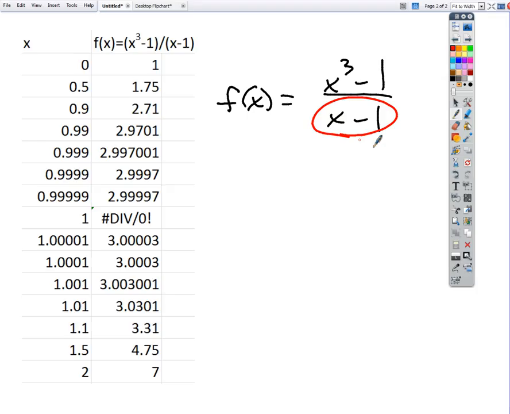Just keep choosing values that are arbitrarily close to 1, or whatever the number is, 1 in this case, and see what the trend is. What are the y values approaching? What's the behavior? Well, clearly the one value that seems to be stuck in the middle here is 3.